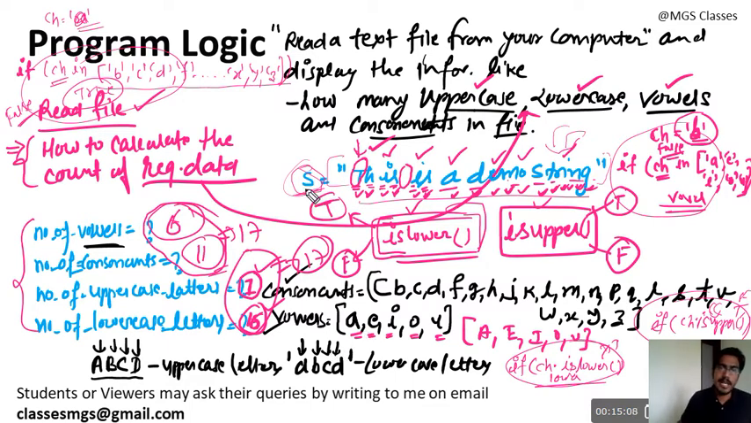Now let me try to write the logic in one place so that you can understand. Now your concept is clear: what is a consonant, what is a vowel, what is uppercase, what is lowercase, how to check whether a character is lowercase, uppercase, a consonant, or a vowel. All those things are clear. Now we can move on and write the logic in one place. So let me rough out all those things.